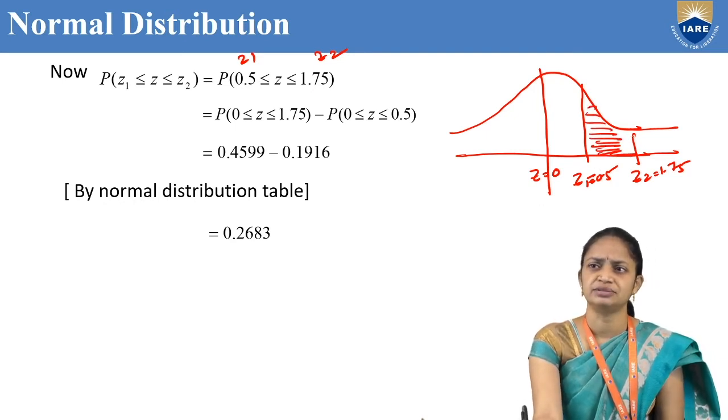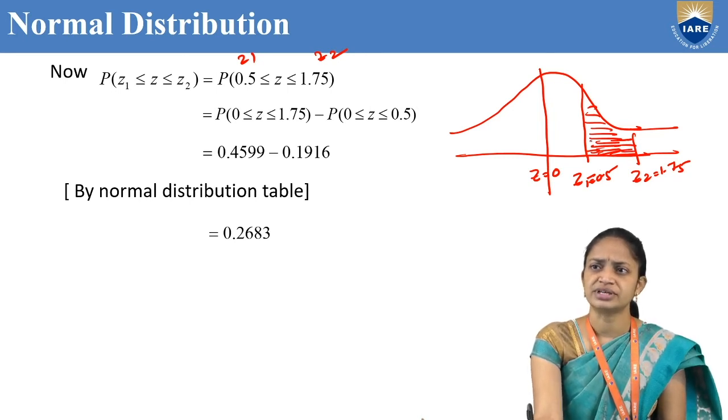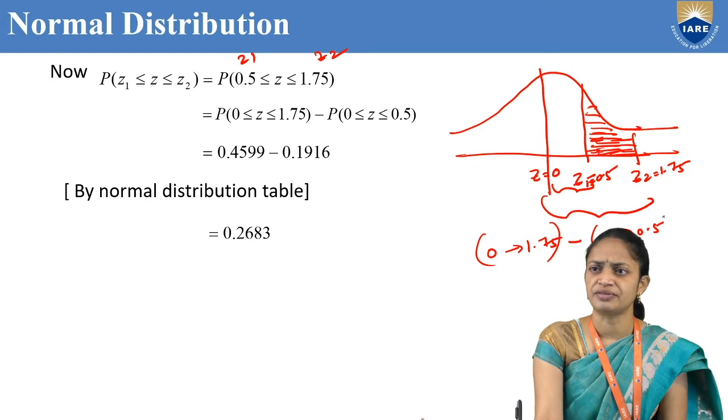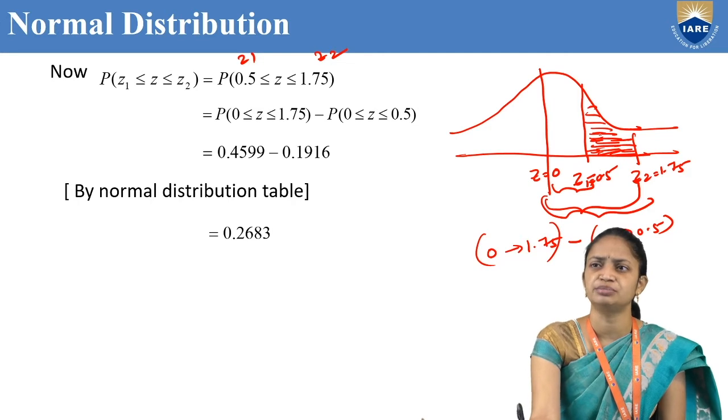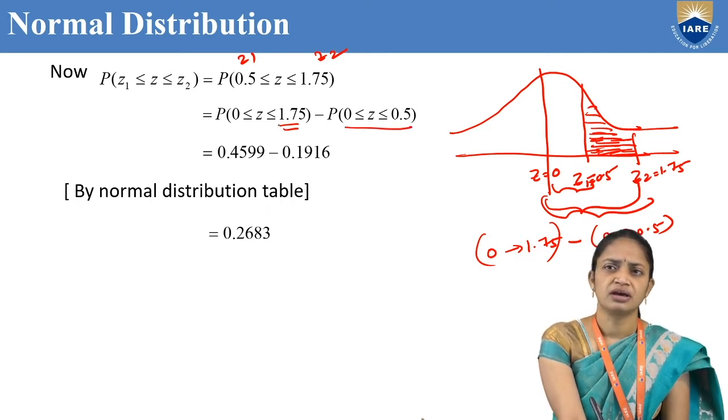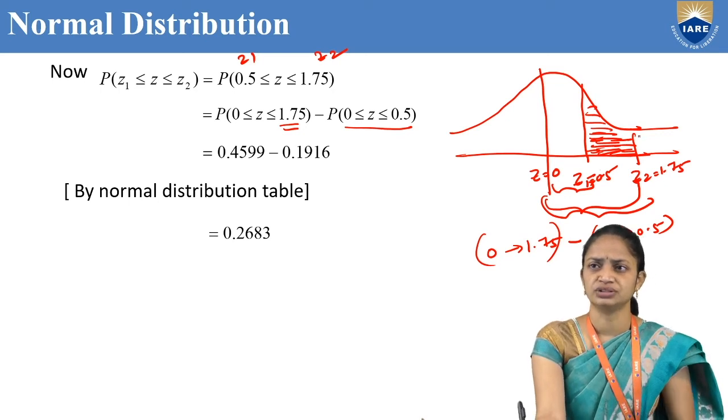Okay, so how to find this area? Already we have discussed in the first problem. So here to here area minus here to here area. So that means 0 to 1.75 minus 0 to 0.5. If you take like this, here to here area minus here to here area, then we will get this middle area. So then we will get only this area. That means probability of 0.5 to 1.75. We need only this area.